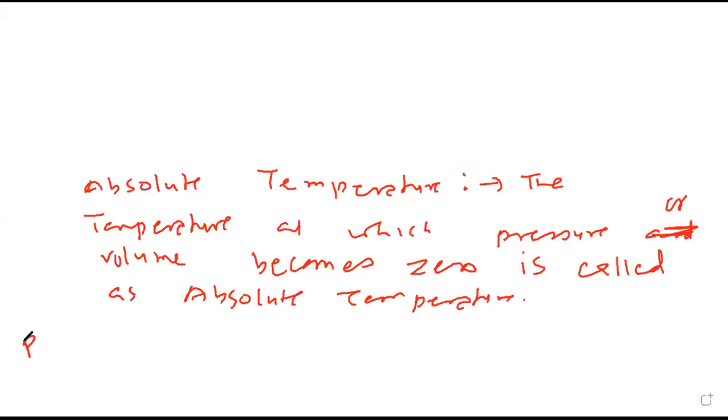Keeping pressure constant, if I change the temperature, then it is found that volume is directly proportional to temperature. And when volume is kept constant, then pressure is directly proportional. So PV is proportional to T we will get. When this becomes zero, then this product will become zero. So that temperature at which pressure or volume becomes zero is called absolute temperature. That is the meaning of absolute temperature.